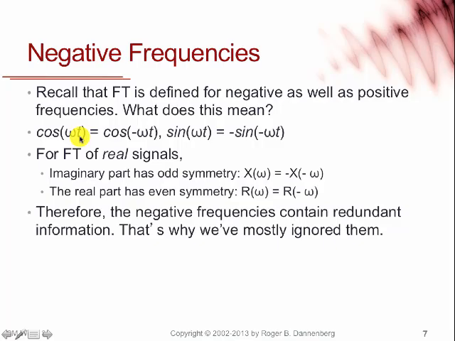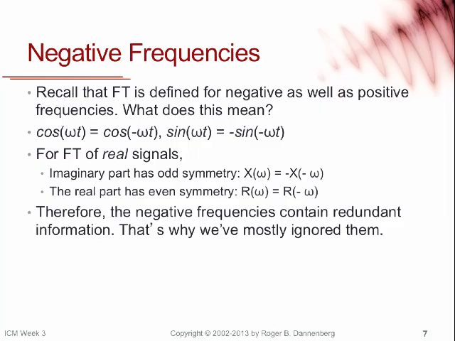And notice that cosine of omega t is equal to cosine of minus omega t. So when we do those integrals with cosine, it doesn't really matter if we put a negative sign in front of omega, because we get the same answer. In a similar vein, sine of omega t equals minus sine of minus omega t. So when we compute the imaginary part of the Fourier transform, the negative frequencies are going to be just the negative of the positive frequencies.